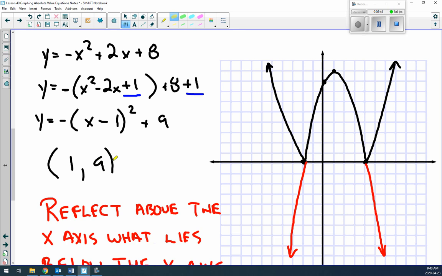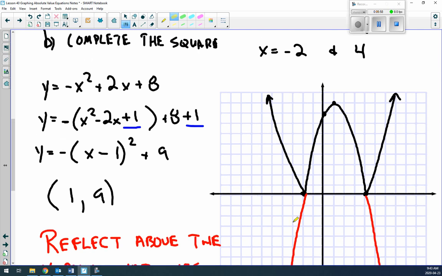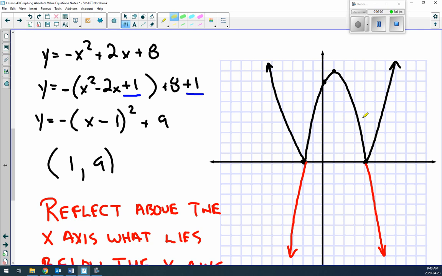There are multiple ways to find the vertex. You can use the formula x equals negative b over 2a. You could find your x-intercepts and take halfway between those two points. Either way. So the original was this piece here, the parabola going down. And what we did is we flipped it.